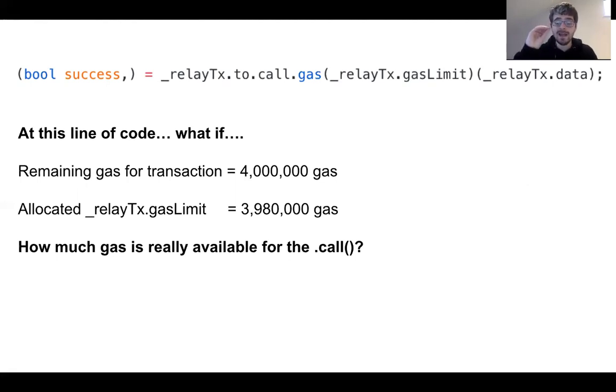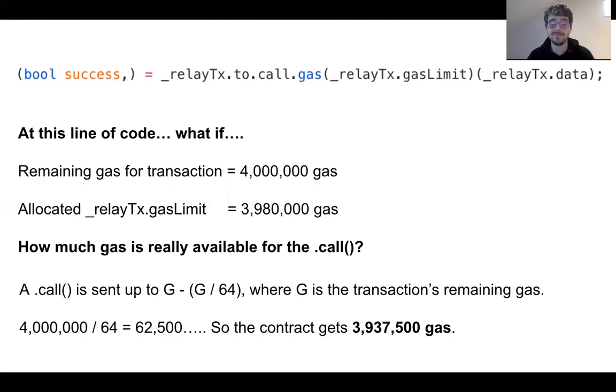Now, at this exact line of code, there's 4 million gas remaining. So my question to you is, how much gas is really sent to the DOP? How much gas is really going to be available when we get to the DOP and we start to execute? Will it be 3,980,000? No, it's not going to be that.